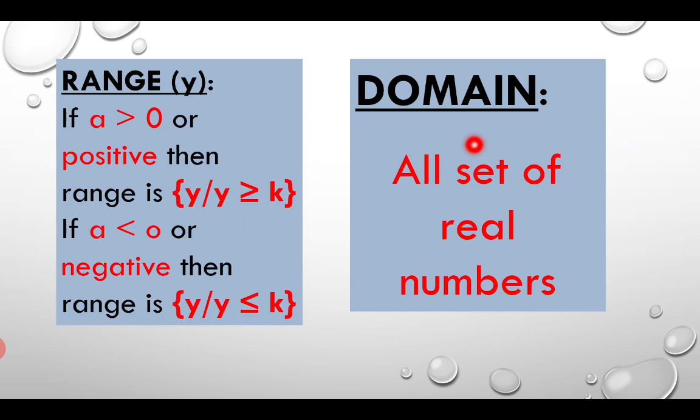While sa range, if a is greater than 0 or a is positive, then the range is y is greater than k. If a is less than 0 or negative, then the range is y is less than k.